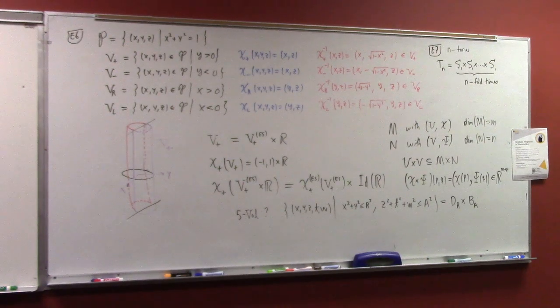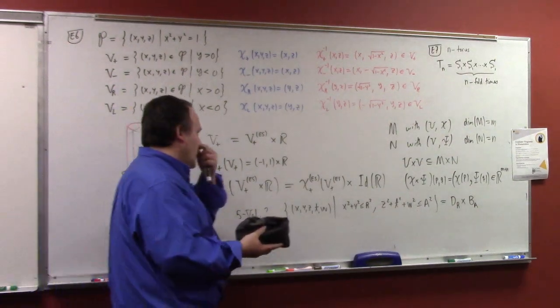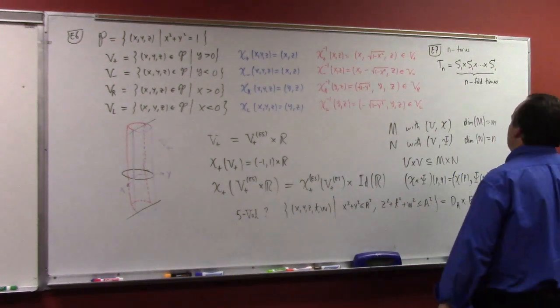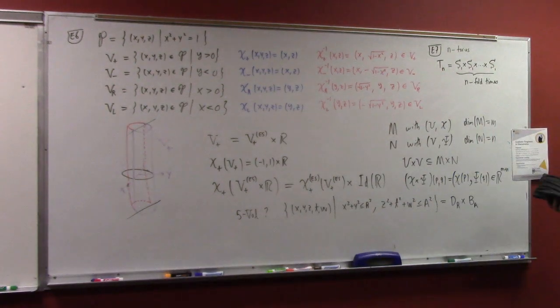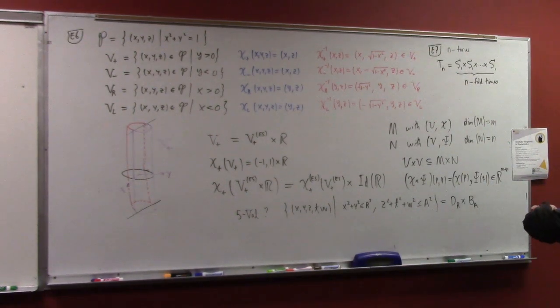S1, of course, S1 is just a circle. Geometrically, it's hard to visualize that. So usually we think about the one radius being much bigger than the other so you can kind of see it. But topologically, there's nothing stopping us from doing this.